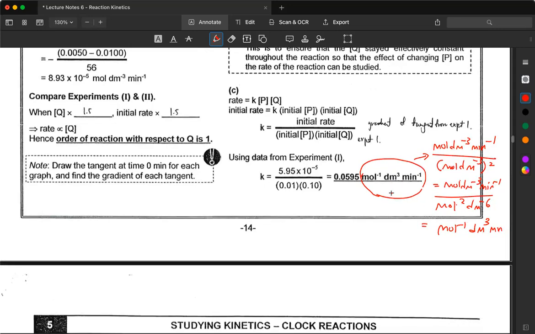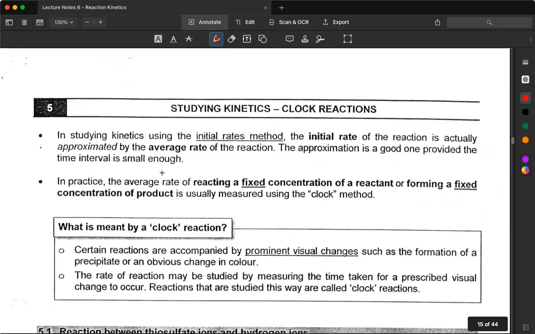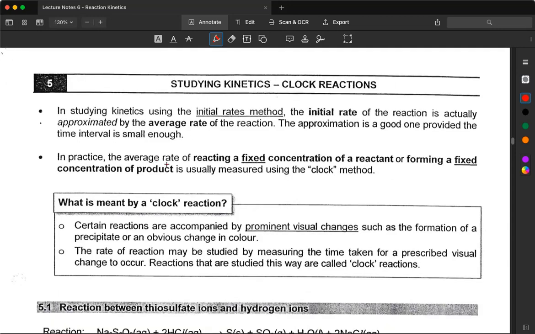Okay, we're going to study the kinetics of various clock reactions to understand better the applications, how we can apply it in different experiments or reactions. In studying kinetics using the initial rate method, the initial rate is actually approximated by the average rate. I mentioned that earlier. If the time interval is small enough, this estimation is a good one. In practice, the average rate of reacting a fixed concentration of reactant or forming a fixed concentration of product is measured using the clock method.